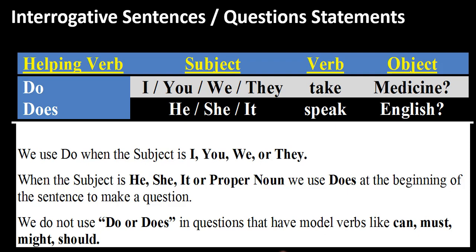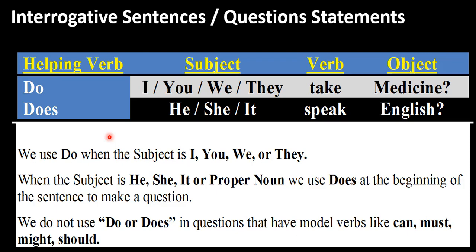Interrogative sentences are question statements, the last type of sentences in this tense. Here we will place the helping verb at the beginning of the sentence. Then there will be the subject, then verb, and then object. For example, do you, we, they, or I take medicine? Does he, she, it speak English?